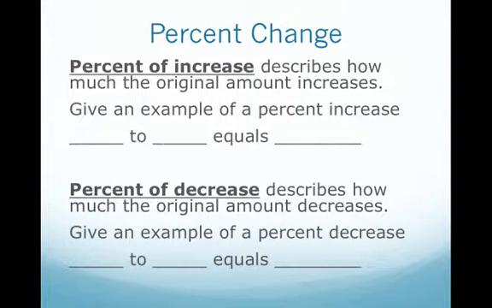Sentence frame 2. Percent of increase describes how much the original amount increases. Give an example of a percent increase: blank to blank equals what percent increase, blank. Percent of decrease describes how much the original amount decreases. Give an example of a percent decrease: blank to blank equals the percent decrease, blank.